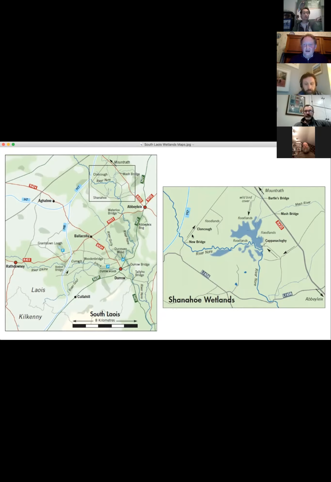In this area here, I would have recorded over 100 species of birds in recent times, which is good numbers for an inland county, and a particularly relatively small area of an inland county.